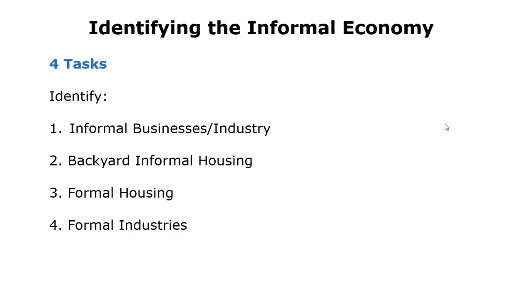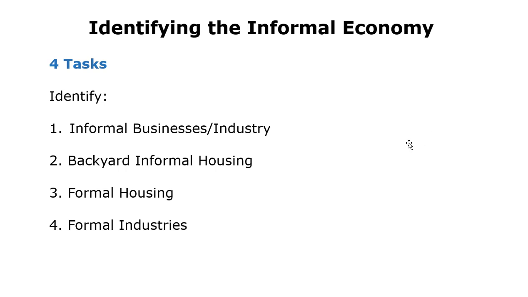We have put together this video to help you identify some of the land use types that we'll be looking for in this project. So there are 4 tasks at hand. The first one is to identify informal businesses or industries. The second one is to identify backyard informal housing. Thirdly, we would like to ask you to identify formal housing. And then lastly, on number 4, to identify formal industries.